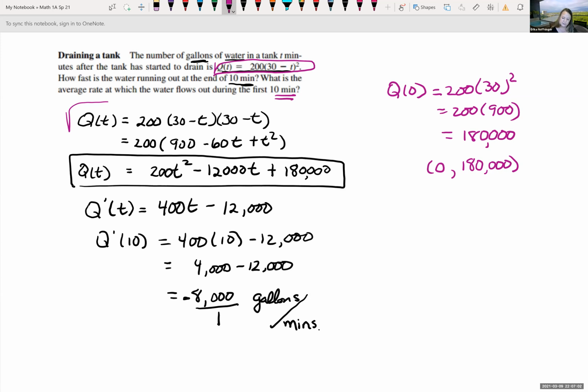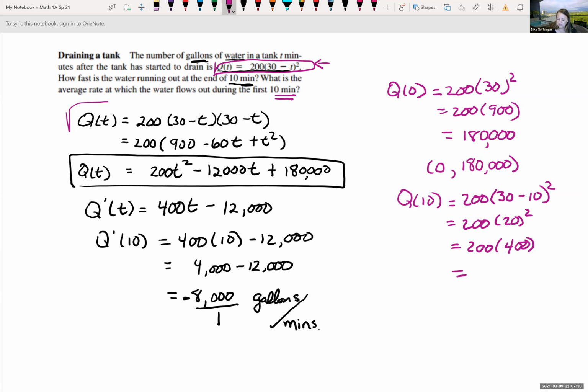And then let's look at how much water is in there at 10 minutes. So plugging it into my Q of T function, Q of 10 is 200 times 30 minus 10 quantity squared. So this is 200 times, 30 minus 10 is 20, squaring 20, that's 400. So this is 80,000. So at 10 minutes, there's 80,000 gallons left in my tank.